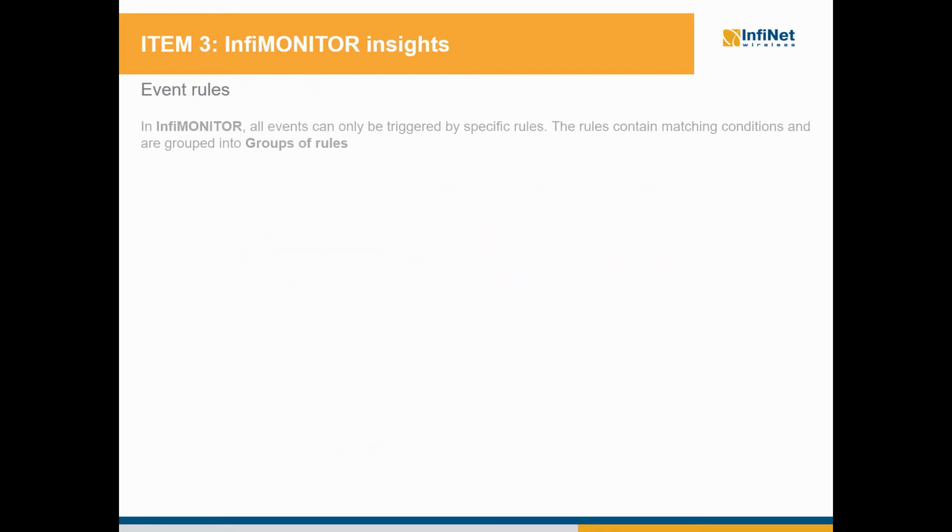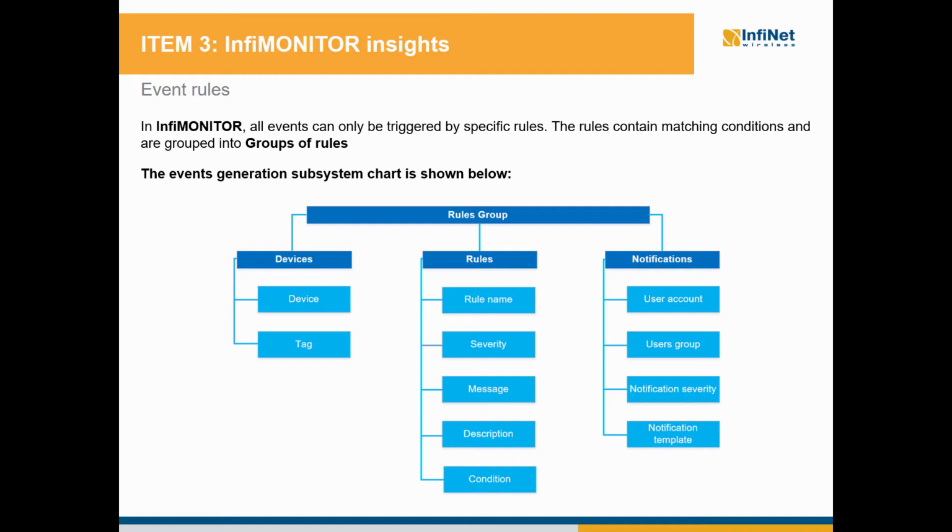In InfiMONITOR, all events can only be triggered by specific rules. The rules contain matching conditions and are grouped into groups of rules. The Events Generation Subsystem chart is shown on the screen right now. So each group of rules includes 3 sections. The Devices section, which contains the list of devices to which the rules from the group will apply. The devices can be added one by one or as a group if they have a tag.